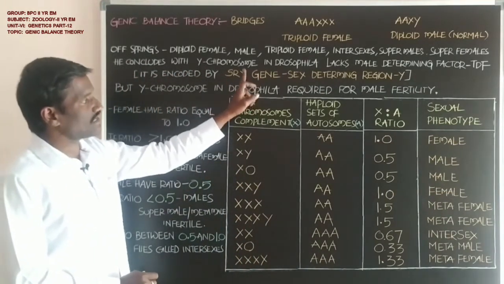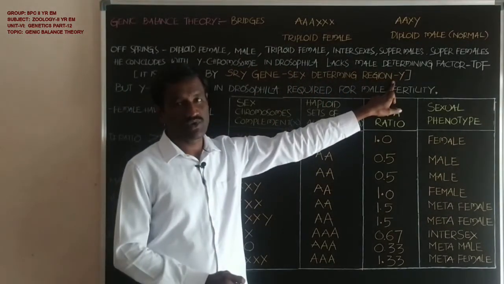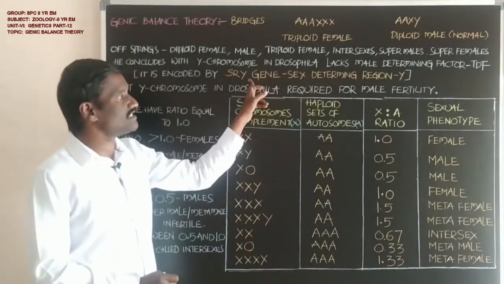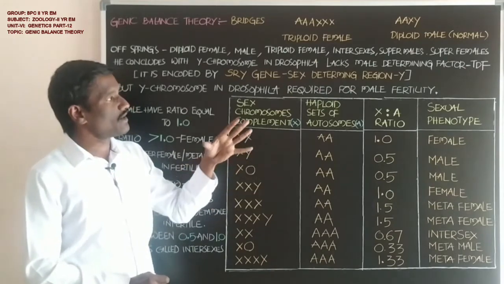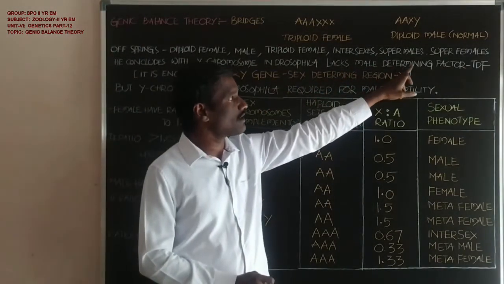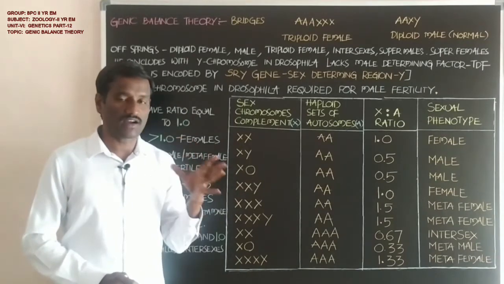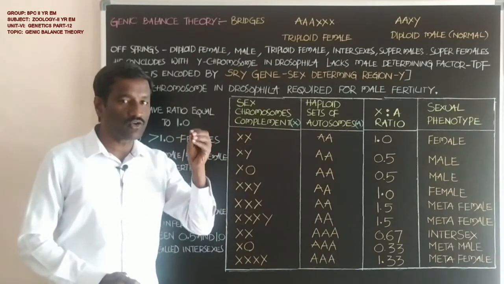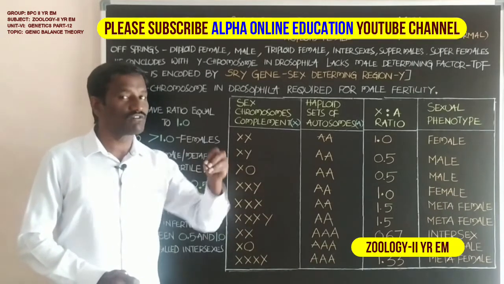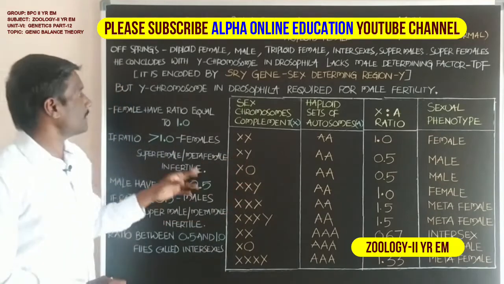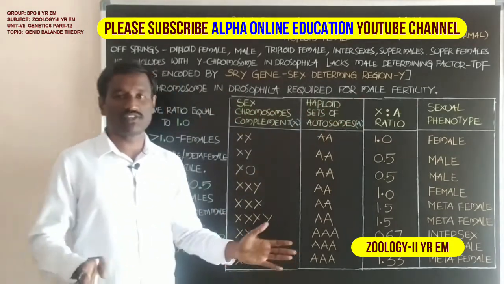The SRY gene is also called the sex determining region Y. Okay, this gene is absent on the Y chromosome, and it also lacks the testis determining factor, because the Y chromosome takes no part in the determination of the male sex. Okay, but the Y chromosome in Drosophila is required for male fertility.